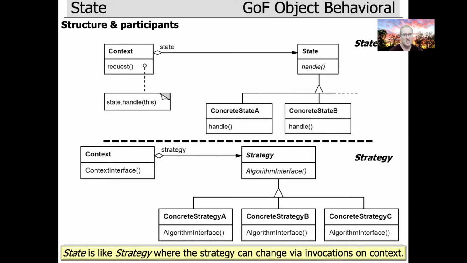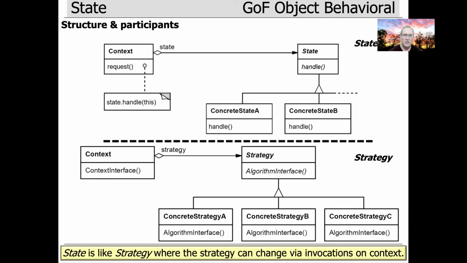Now, again, this looks very much like some other Gang of Four patterns. It looks an awful lot like strategy. It's even got a context, right? So both strategy and state have context. Both strategy and state have abstract base classes. Both strategy and state have subclasses that derive from those abstract base classes, and so on and so forth.